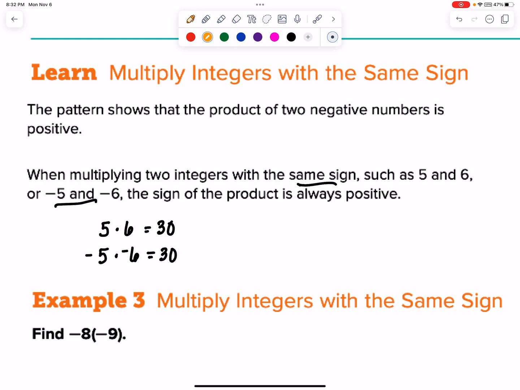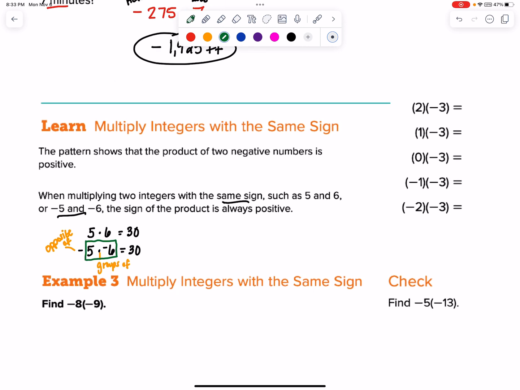And like I said, think about it as this one meaning opposite of, and this one meaning groups of. It can help you understand that. So if I look at it like this, 5 groups of negative 6, well, you know that would be a negative 30, but we have that opposite of out front. So the opposite of 5 groups of negative 6: if 5 times negative 6 is negative 30, the opposite of that would have to be 30. And so that's how you can think about it for it to make some conceptual sense.